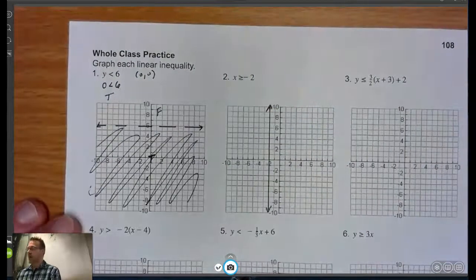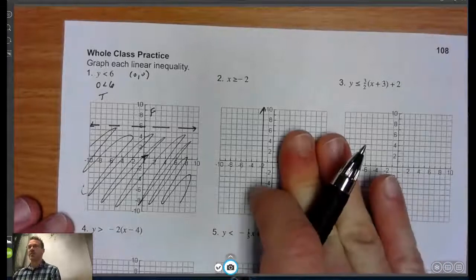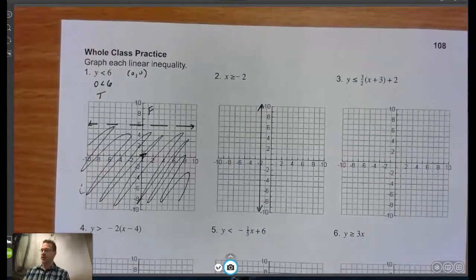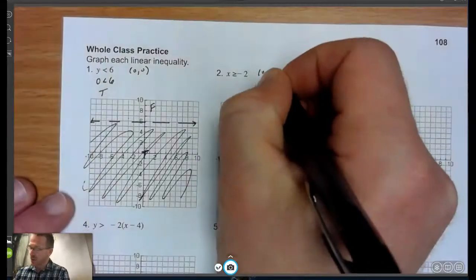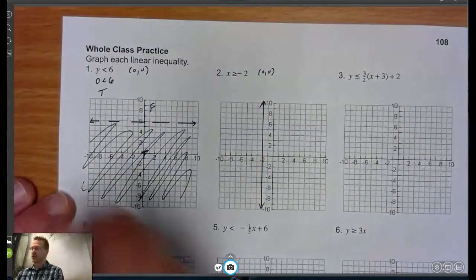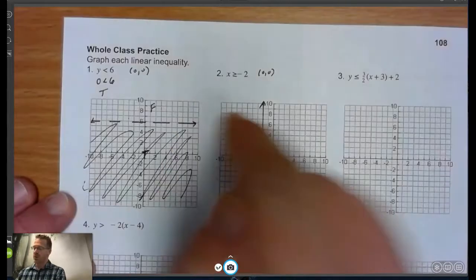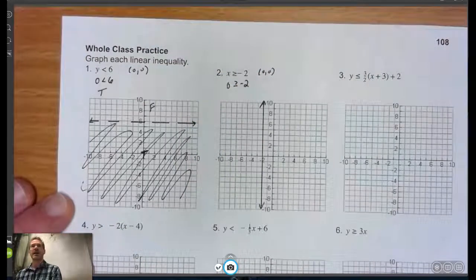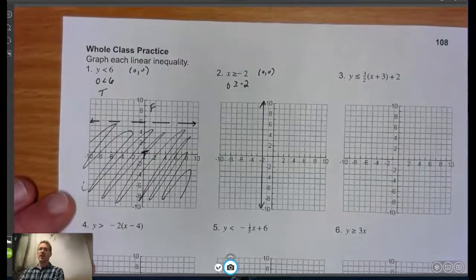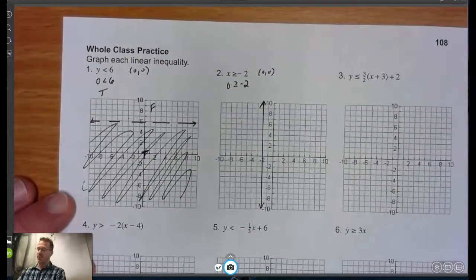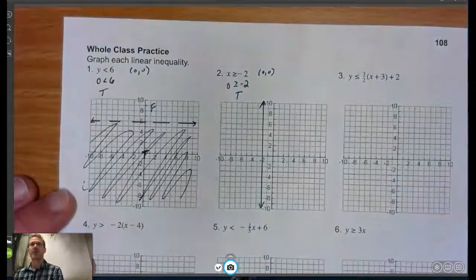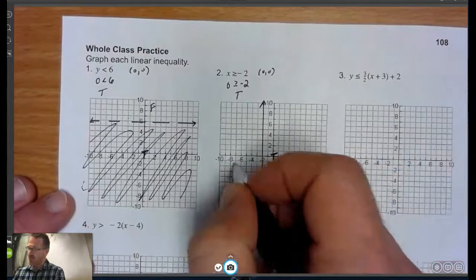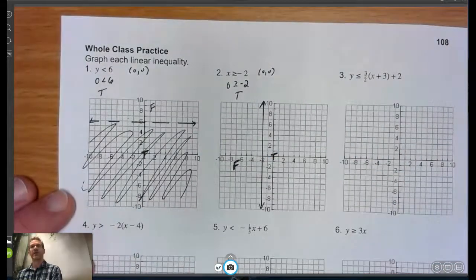Now, once again, one side is going to be true and one side is going to be false. We said 0, 0 is the easiest point to test. Once again, I only have the x coordinate, so I put 0 in for x. I get 0 is greater than or equal to negative 2. Well, 0 is greater than all negative numbers, so that is, in fact, a true statement. So notice 0, 0 is right here, so this is the true side. That means this side has to be the false side.